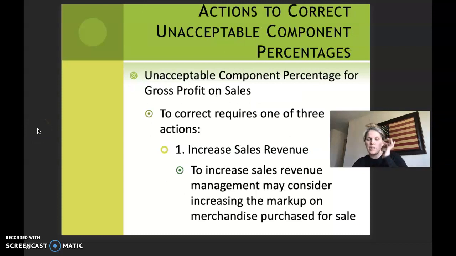So now that we know how to determine if it's acceptable or not, we're going to look at, if it's not acceptable, what are some things that our management team can do. So if we have an unacceptable component percentage for gross profit on sales, really the only thing you need on your notes is just this number one, increase sales revenue. The rest is just for your information. So one of the things we can do to get that back into our acceptable range would be to increase our sales revenue. And to do that, we might have to consider increasing the markup on our merchandise that we are purchasing for sale. So charging our customers a little bit more. That's one thing we can do.